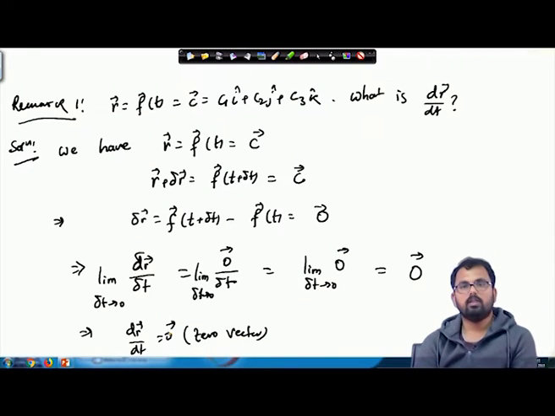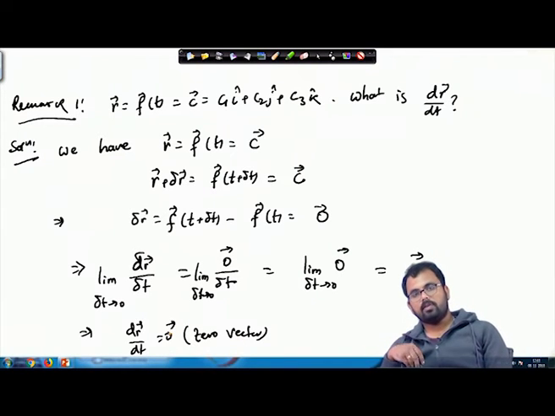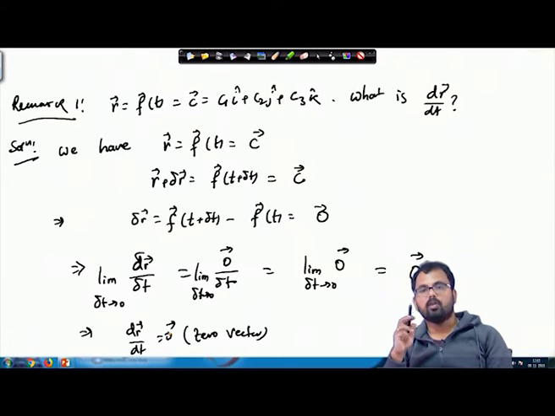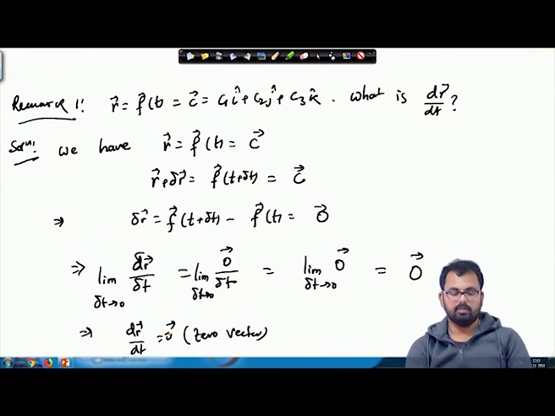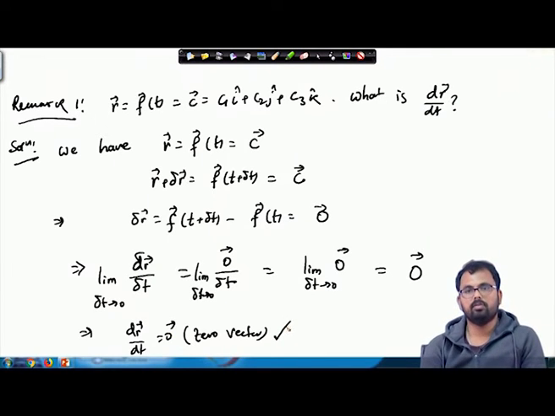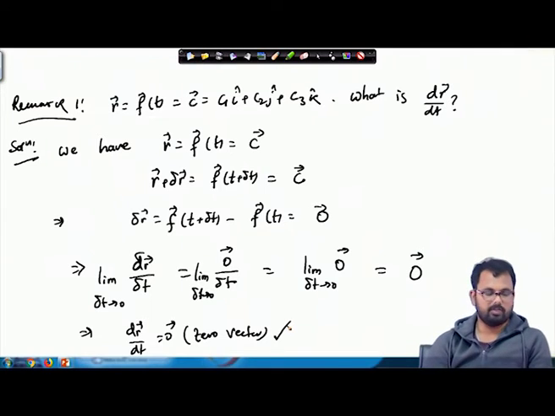So, just as the derivative of a constant in scalar functions gives us 0, in the case of vector functions, the derivative of a constant vector gives us a 0 vector. So, this result also holds true, just like what we have learnt in scalar functions.